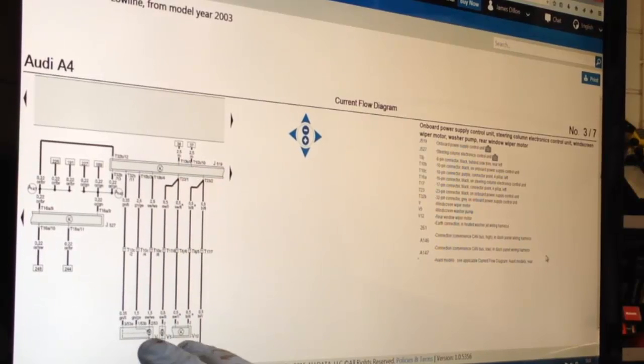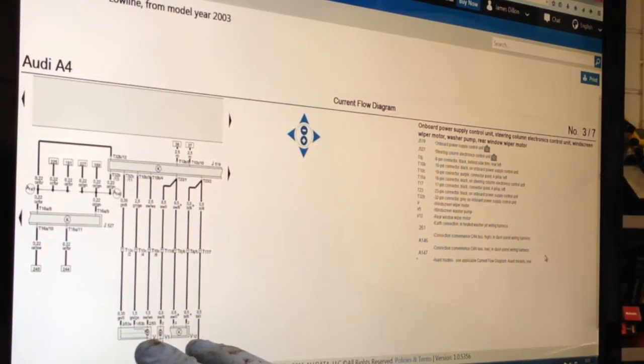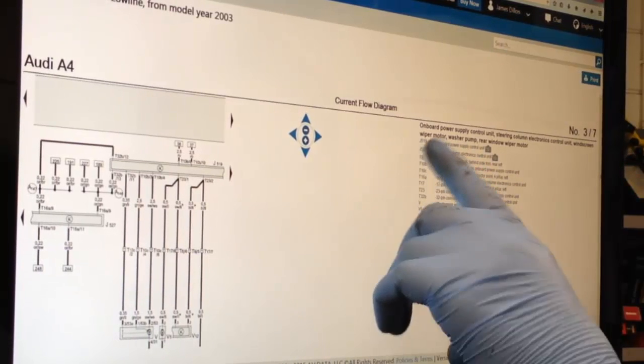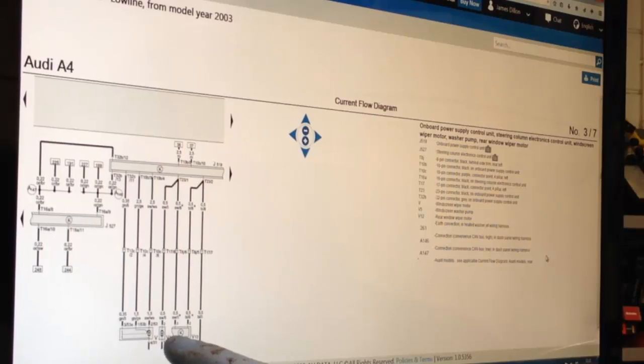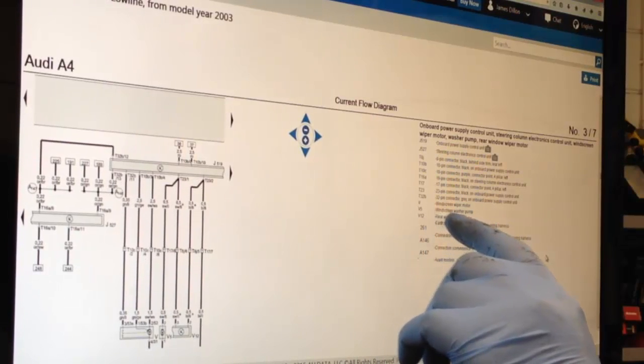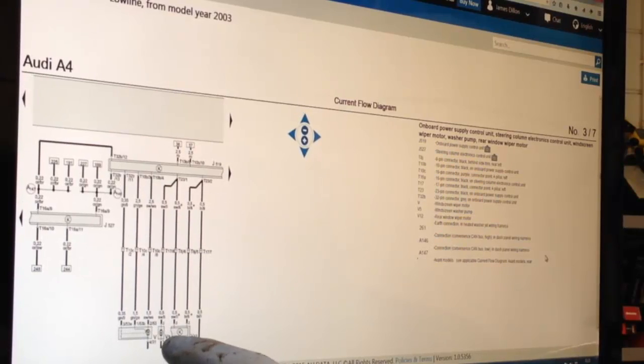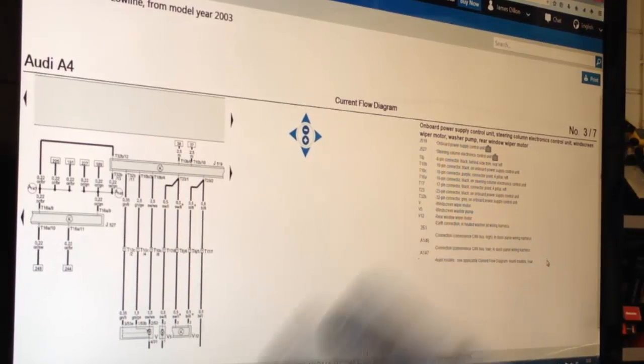power supply then has got listed down here V12, rear window wiper motor, V431, doesn't actually show us on there. V5 is another one, windscreen wiper motor. So we've got V431 and then V5 and V12. So there are the wiper motors. So we're in the right ballpark.